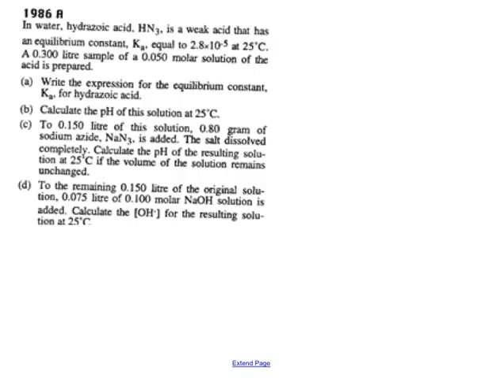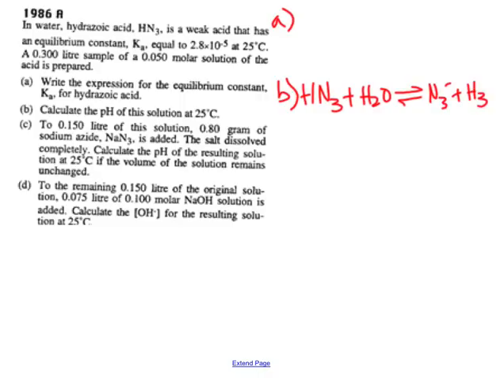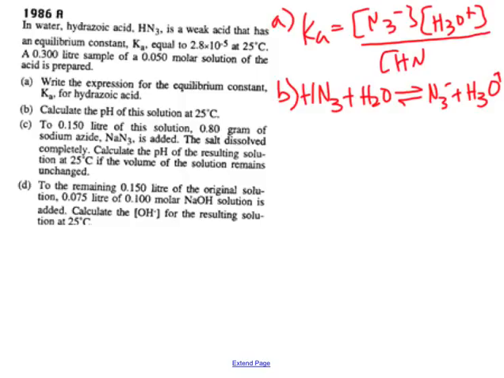Write the expression. So before I can write an expression, I'm going to go ahead and write my reaction, because I know I need it for part B. I'm going to take my acid. Since it's a weak acid, to find the pH, I always add it to water, and I get N3 minus plus H3O plus. That's where I'm going to get my expression from. So my Ka then is equal to N3 minus times H3O plus divided by HN3. And there's my Ka expression.